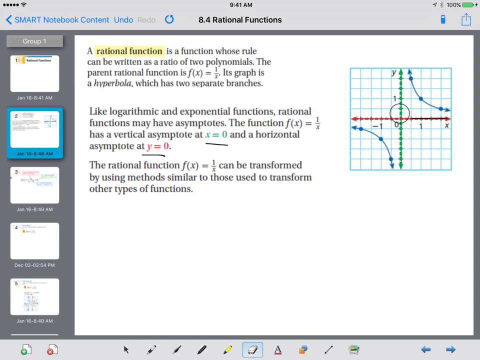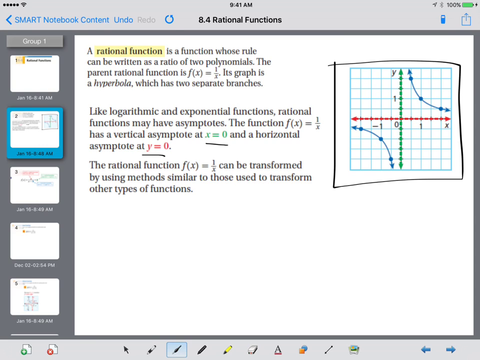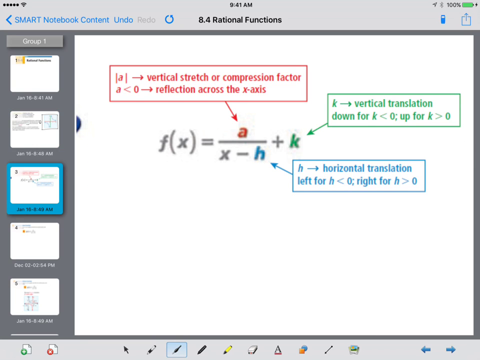So what we're going to be doing in this lesson is looking at rational functions, graphs that look like this, and describing the transformations that happen when different numbers are surrounded by the parent equation, 1 over x. This would be a good slide to make note of and have written down.